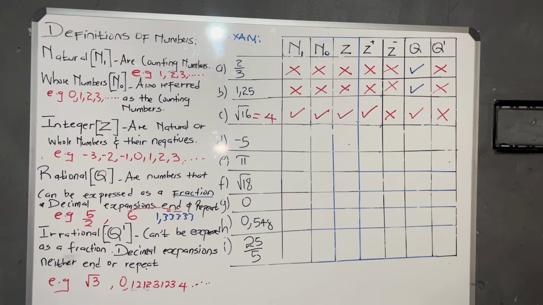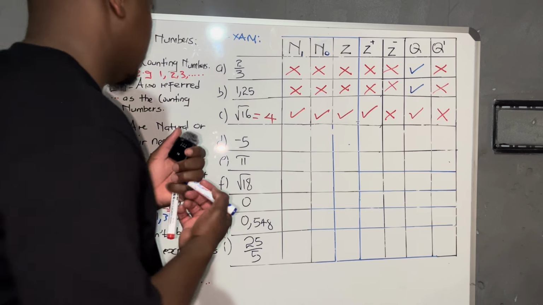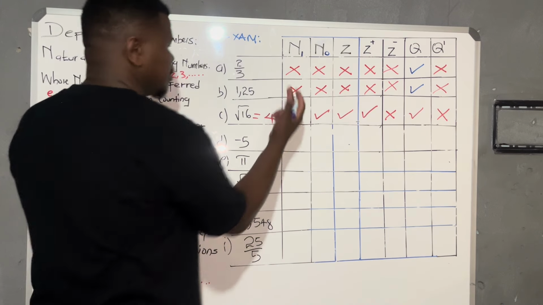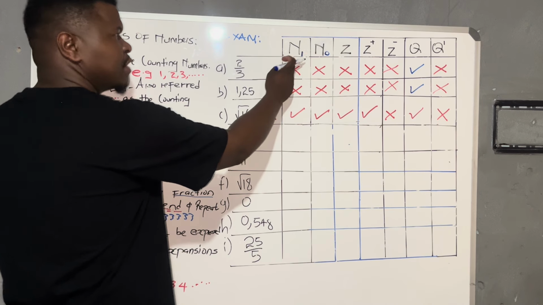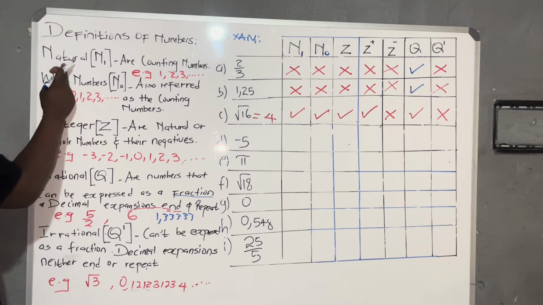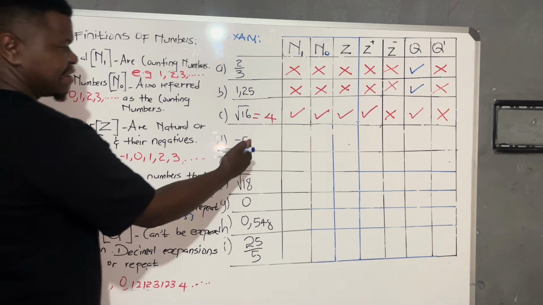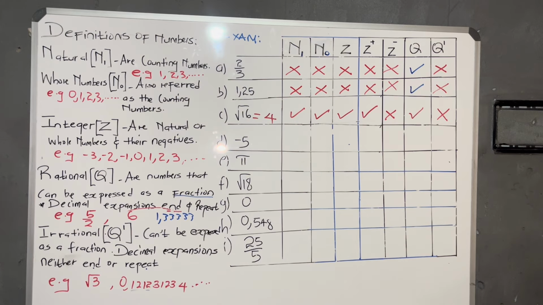Now let's come to number 5. Negative 5 basically. Now, for counting, can we use a negative number to count? Since N is natural and it's for counting, can we use a negative number to count? That is the question that you should ask yourself. Can we use it for counting, a negative number?